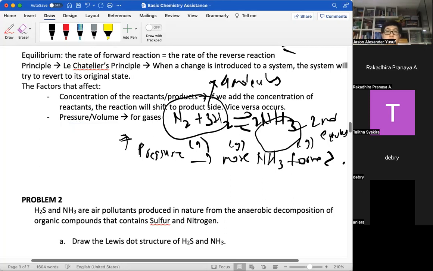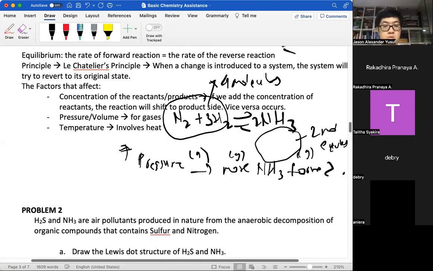Oh, and before I forget, the final most important one is temperature. This one is for reactions that involve heat, or in simpler terms, we have two types of reaction in chemistry that involve heat, which is exothermic and endothermic reactions. This one releases heat, and this one absorbs heat.